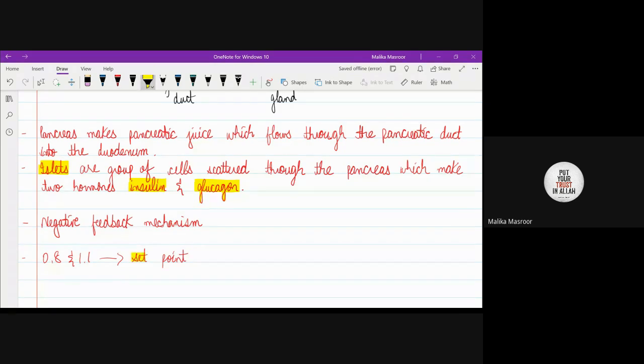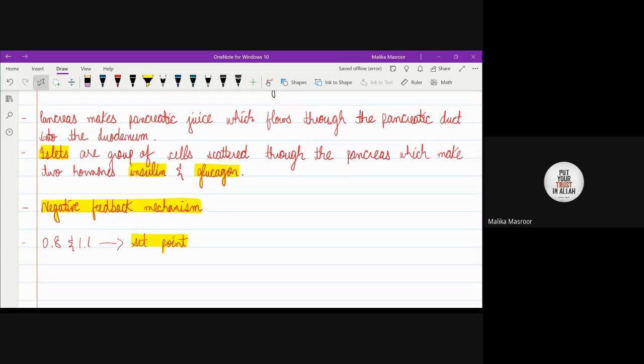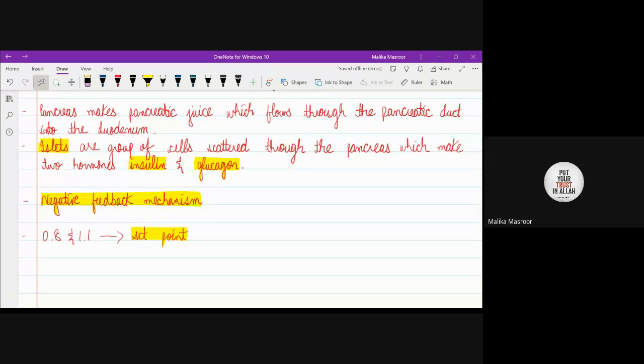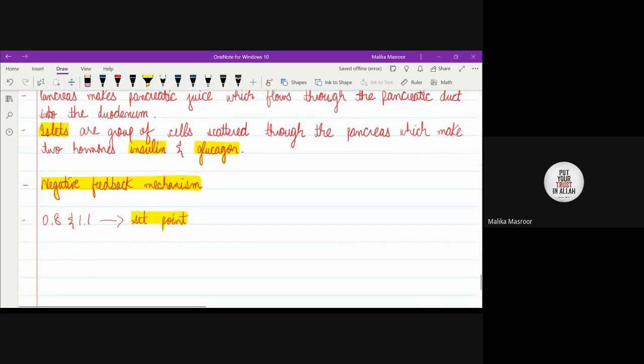The point is, we need to understand when exactly this mechanism is triggered. The pancreas and liver work together to keep the values within this range. If your blood glucose concentration gets too high, above this level, insulin will be produced. If it gets too low, below this level, then the hormone glucagon will be triggered. So in this negative feedback mechanism, there is a set point.